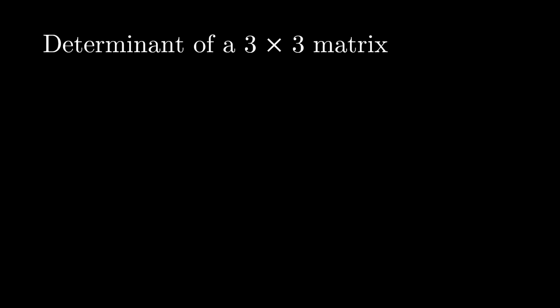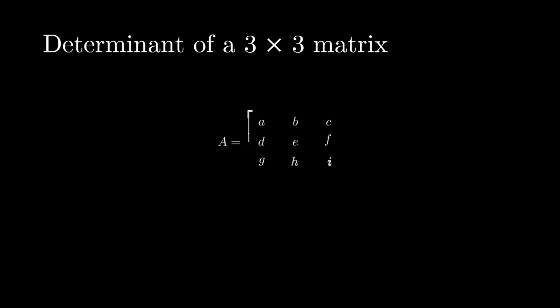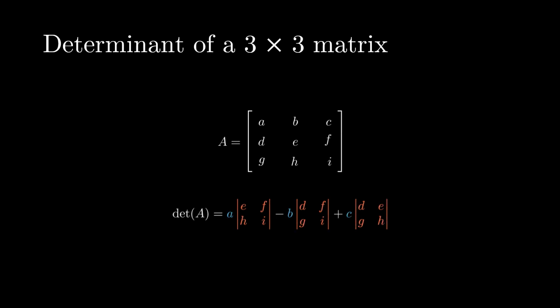Let's now learn how to calculate the determinant for a 3x3 matrix. For a 3x3 matrix, the evaluation of the determinant is as follows. We will define a general 3x3 matrix, and we will write the formula for the determinant of A below. Now you may wonder how this is formed. Well, the visual next may help to understand this.